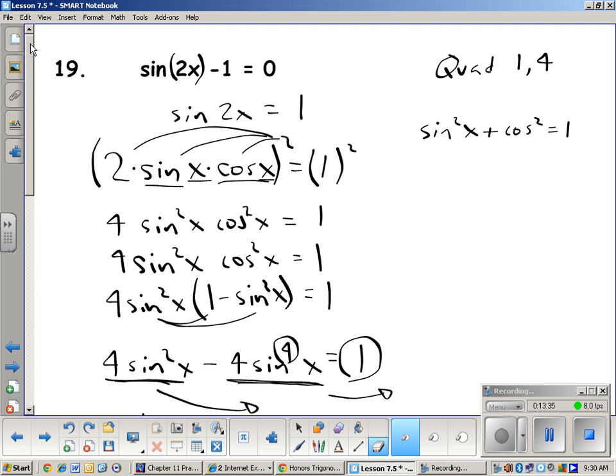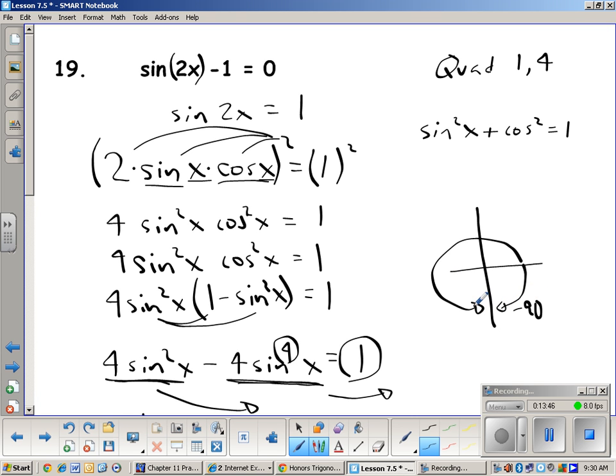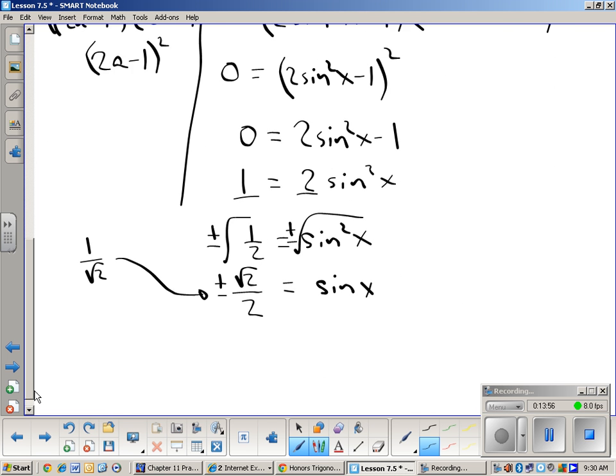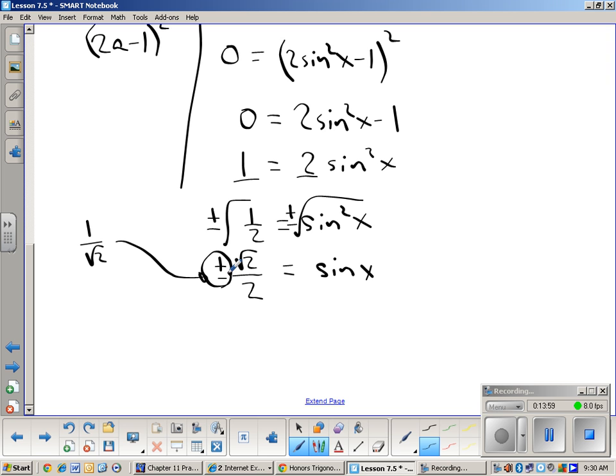Sine of 270, which is negative 90 or positive 270. The sine of this angle here is negative 1, right? Negative 1 minus 1 is not 0, is it? So even though we had a plus or minus here, the minus one doesn't work. So we say x is equal to 45 degrees.